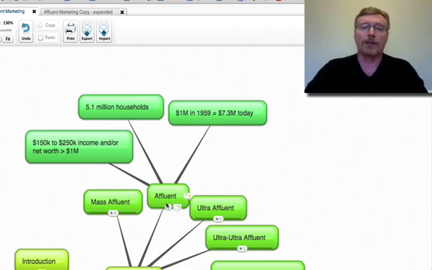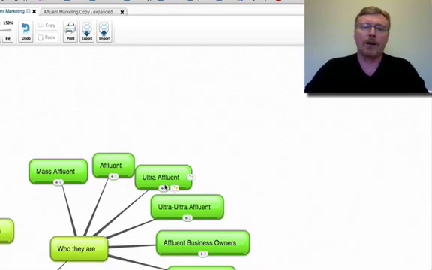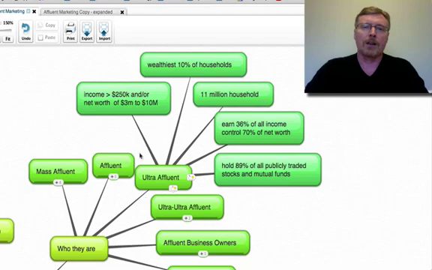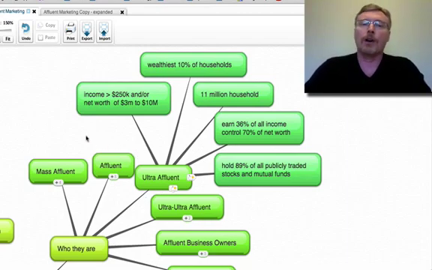So that's the affluent. Sitting above them are people that are classified as ultra affluent. Now, the ultra affluent are incomes over $250,000 and/or a net worth in the $3 to $10 million range. These are people who have really got some serious money. That's actually the wealthiest 10% of all households in the United States that fall into this category. That's a lot of houses. 11 million households fall into this category. There are more ultra affluent than there are affluent.